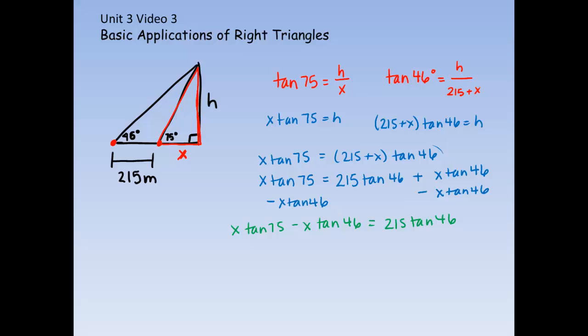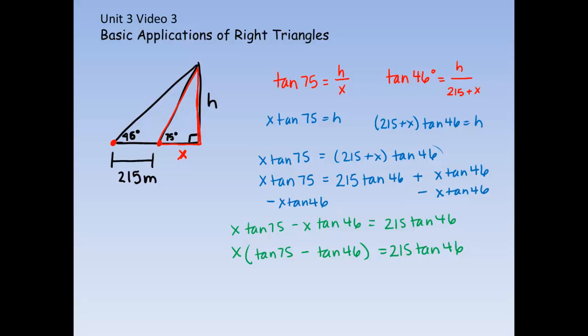My right-hand side, 215 times the tangent of 46, is just a numerical value. It's a messy value. You type it in your calculator, you're definitely going to get some decimals. So we're going to leave that alone for right now. On the left-hand side, I've got x times tangent of 75 minus x times the tangent of 46. Since they both are multiplied by x, I'm going to factor it out using a GCF. That's going to leave me with x times the tangent of 75 minus the tangent of 46 to equal 215 times the tangent of 46.